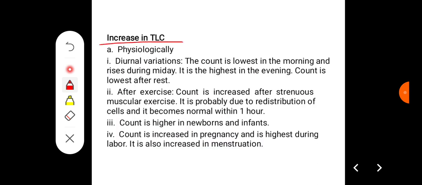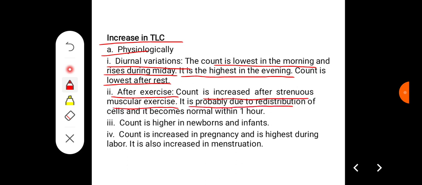Some of the causes for increased total leukocyte count: physiologically, it can occur during diurnal variation. The count is lowest in the morning and rises during midday. It is highest in the evening and count is lowest after rest. There can be changes after exercise. The count increases after strenuous muscular exercise, and it is probably due to the redistribution of the cells, and it becomes normal within 1 hour.